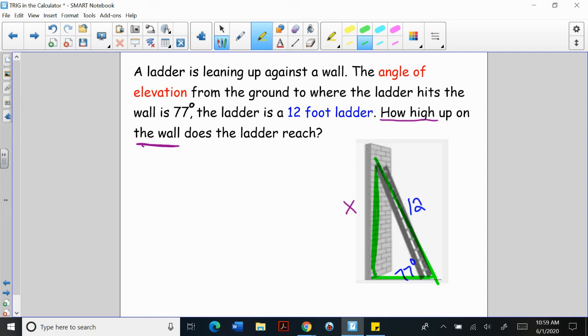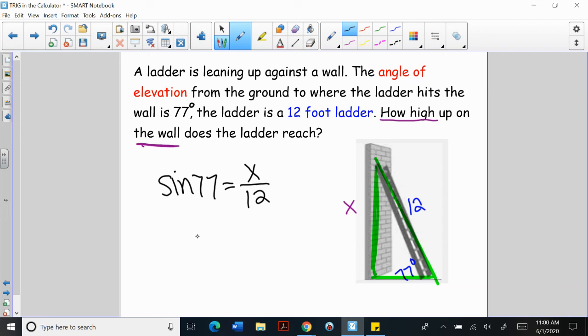Okay, good. What trig ratio are you going to pick to set up this equation from a reference angle of the 77 degrees? Okay, so the sine of 77 degrees is the opposite over the hypotenuse. So if I pick sine of 77 degrees, I would set up my equation: opposite, which is x, over 12. Go ahead and type that into your calculator to solve for x, and we're out of here.